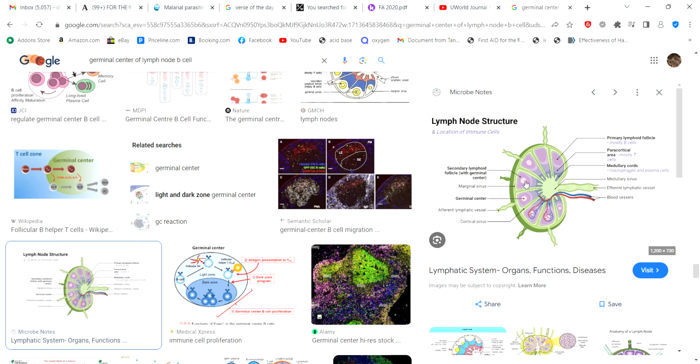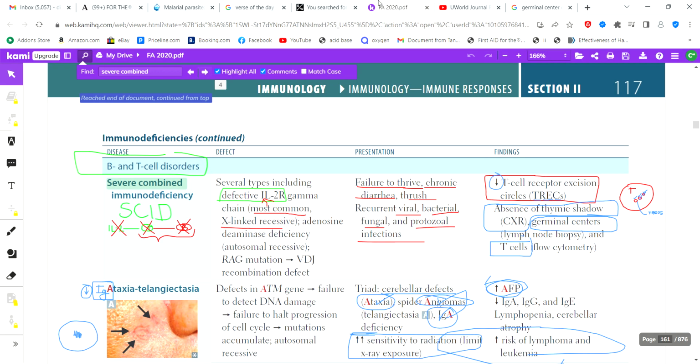See the germinal center here, the B cells, and the paracortex right here. So the cortex is on the outside, right? That's where the germinal centers are. Paracortex means para, next to the cortex, so this is the paracortical area, mostly T cells right here. Okay, all right, next. So that's what this means here.